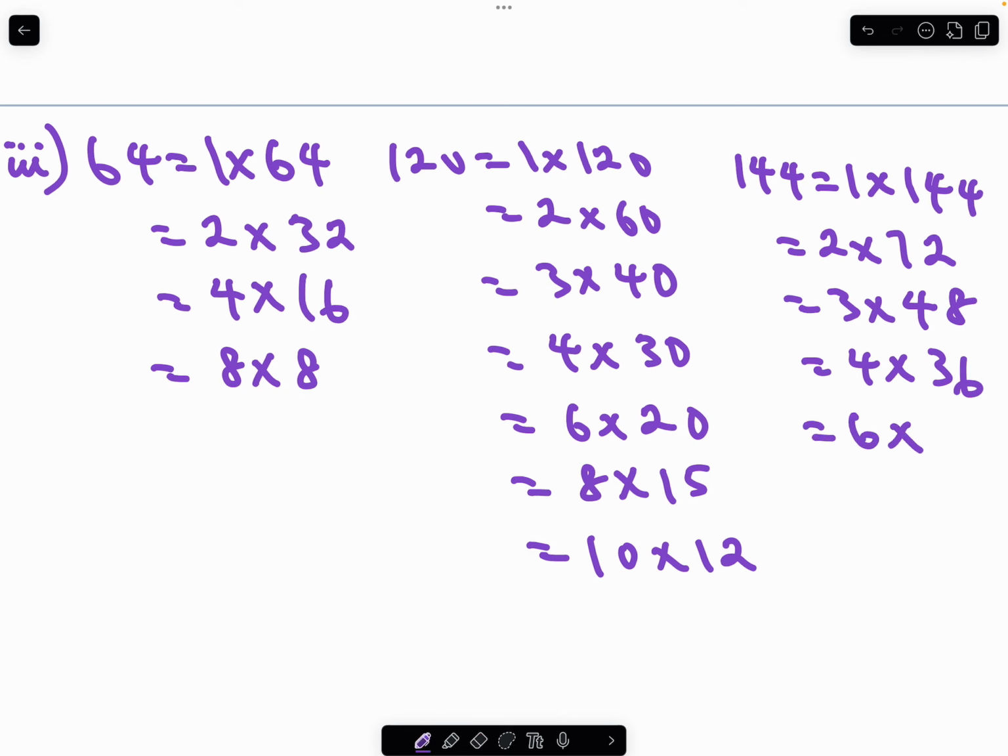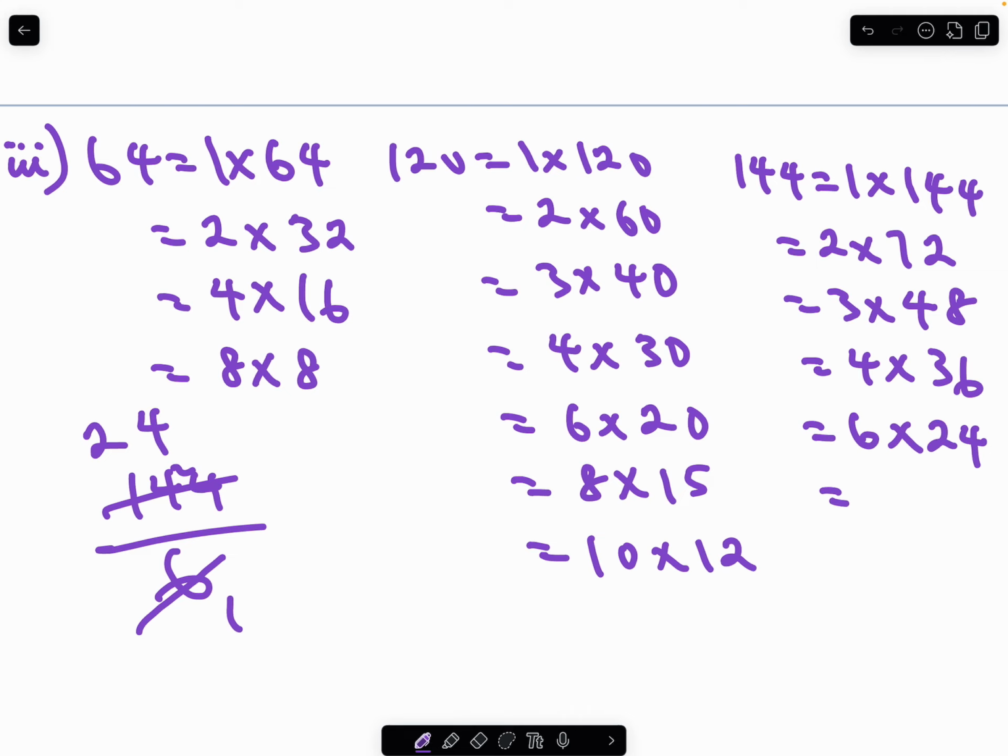6 times what? 144 divided by 6. 6 in 14 is 2. 6 times 2 is 12. You're left with 2, that makes 24. 6 in 24 is 4. That's 6 times 24. What else? 8.